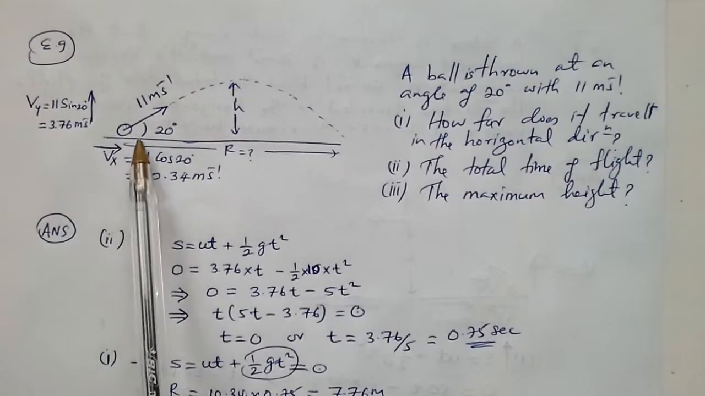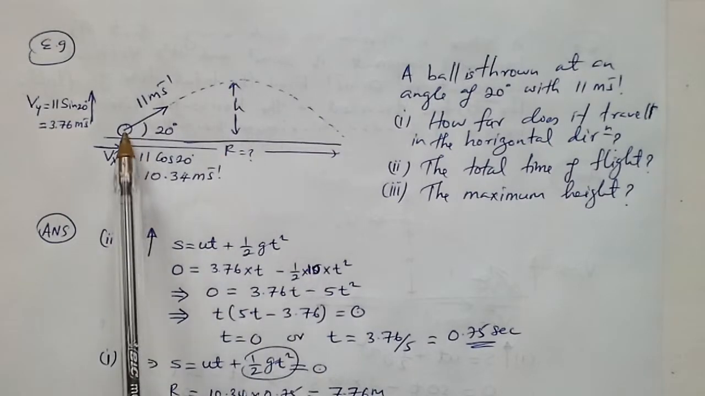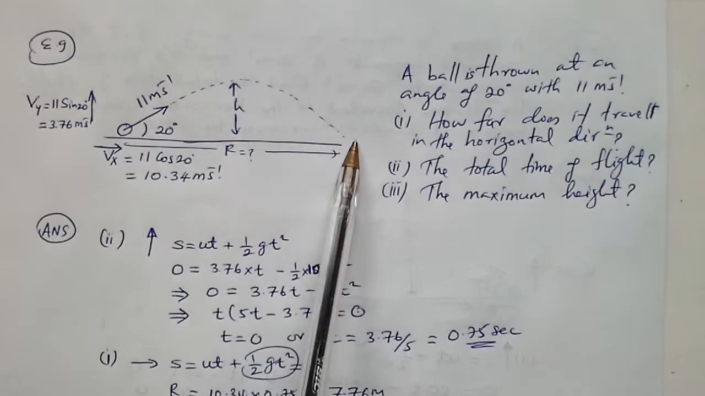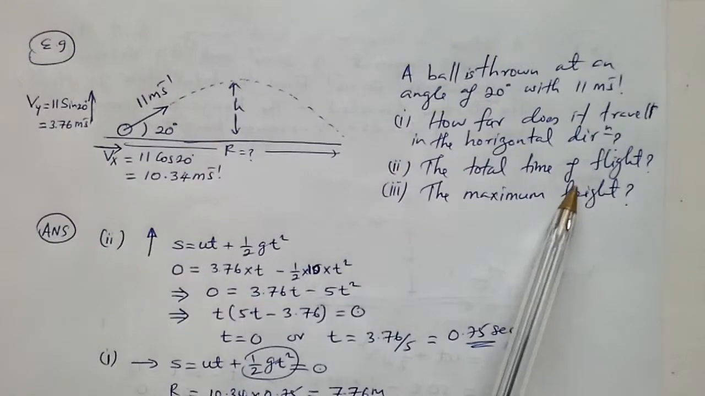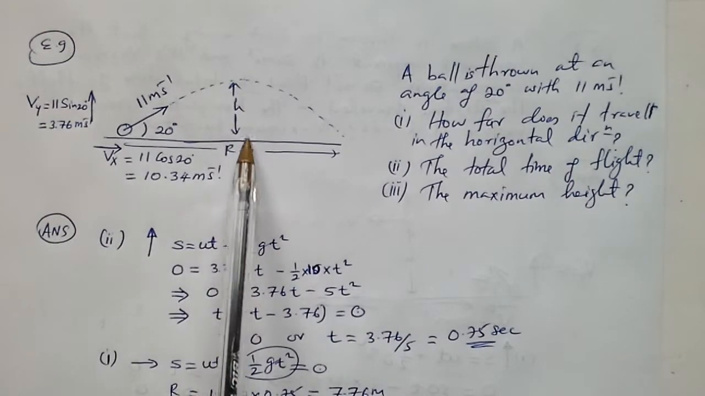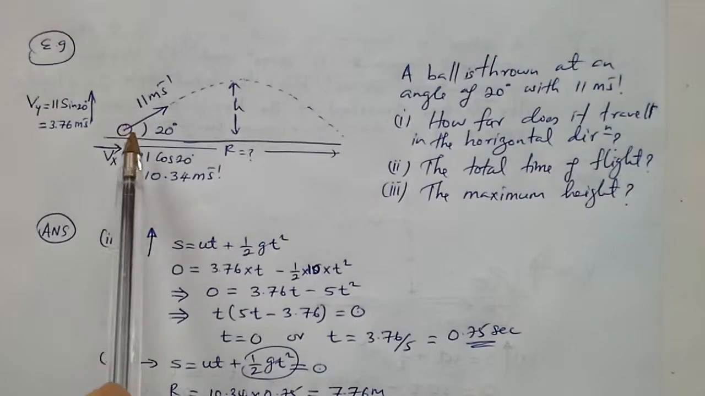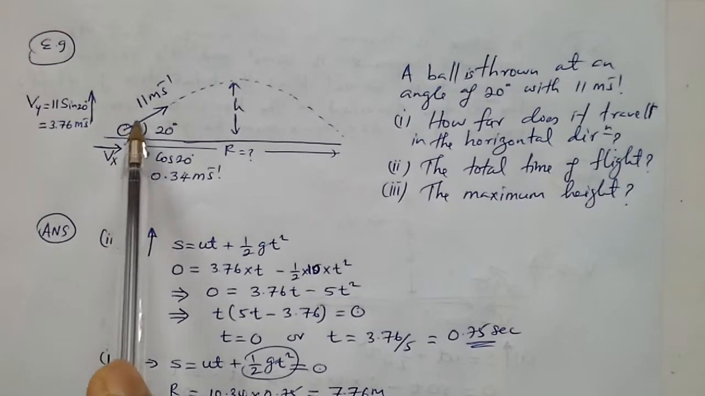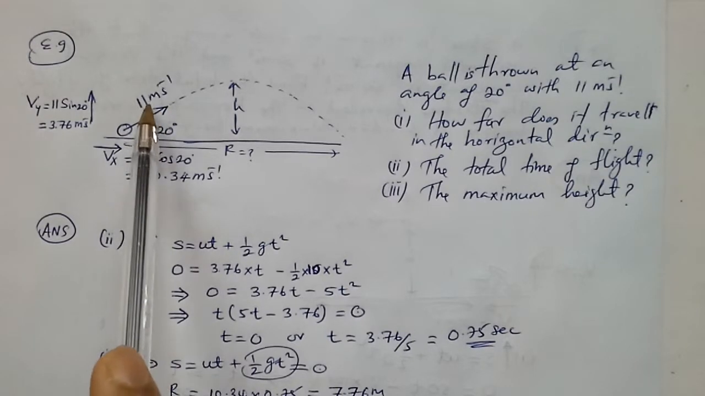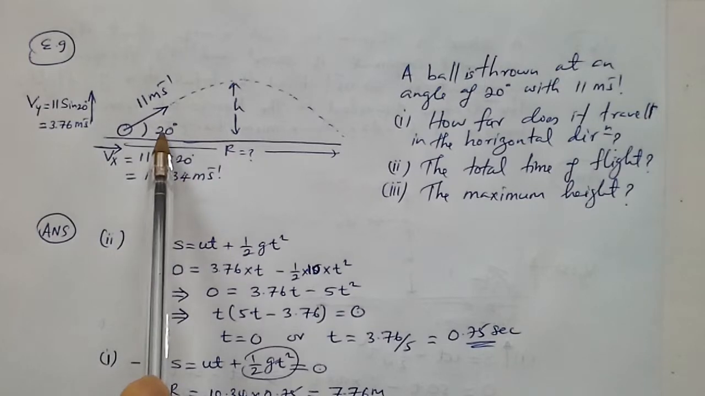And the second is the total time taken for the ball to reach the ground, the time of flight, and the third part is what is the maximum height reached by this ball. So how do you find this? This time the information is the ball is thrown at 11 meters per second at 20 degrees.